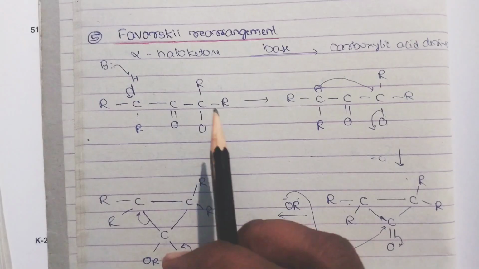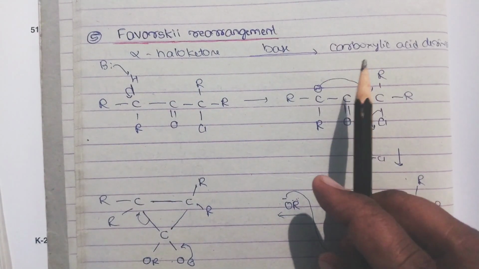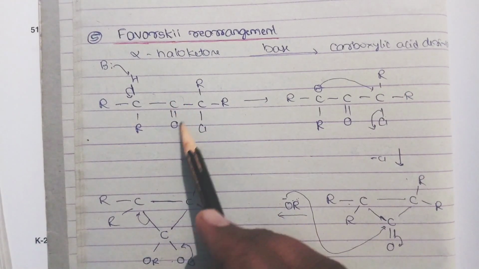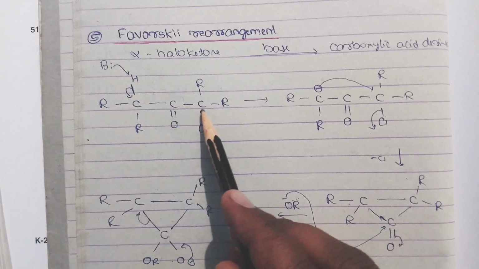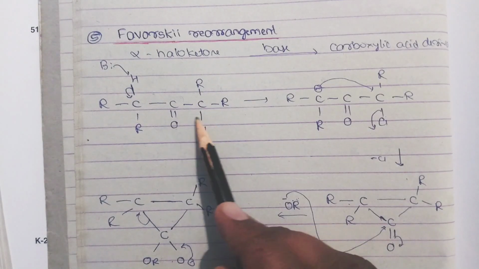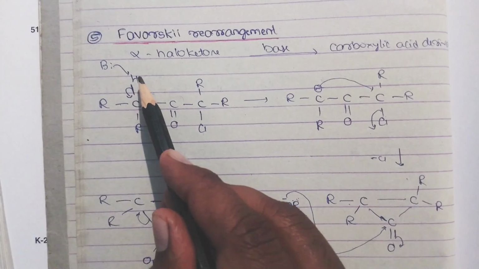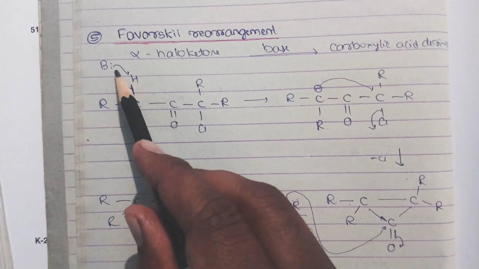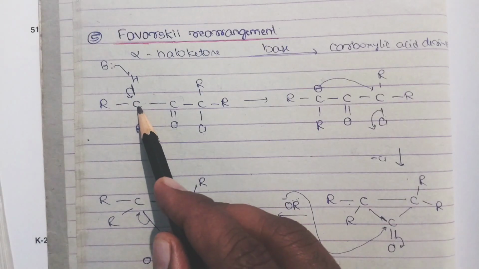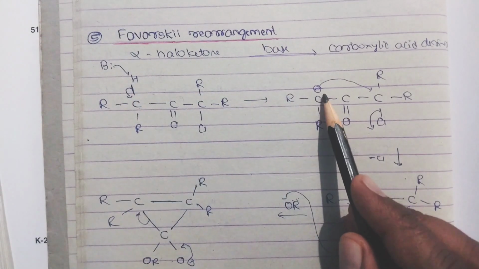Next reaction is the Favorskii rearrangement. Here the alpha haloketones in the presence of base give carboxylic acid derivatives as product. This is the carbonyl group, this is the ketone group, and this is the alpha carbon having the halogen group, hence these are called alpha haloketones. In the presence of base, the base picks the acidic proton, hence the electrons shift to carbon. This is also heterolytic cleavage, the electrons go to carbon, hence the carbon gets a negative charge.